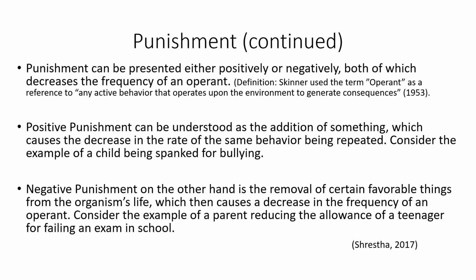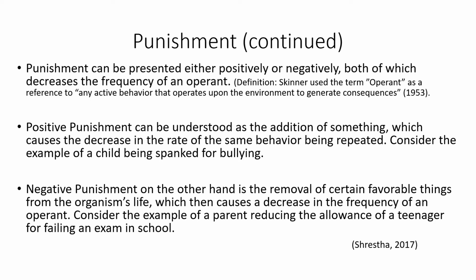Positive punishment can be understood as the addition of something which causes a decrease in the rate of the same behavior being repeated. So consider the example of a child being spanked for bullying. It's a negative connotation to bully. So if a child who is the bully is spanked for that kind of behavior, then they will learn to maybe treat others more respectfully and not to bully other children their age because they don't want to receive any consequences from the adults in their life.